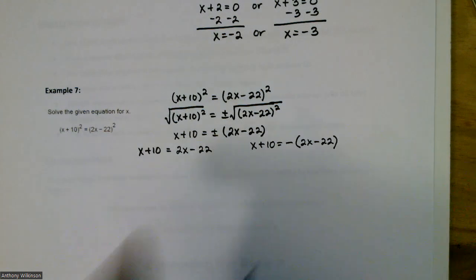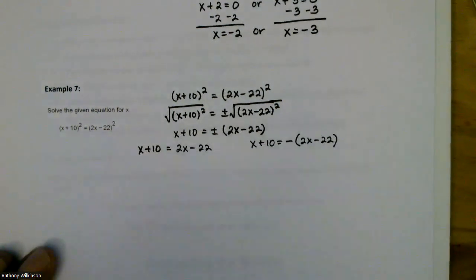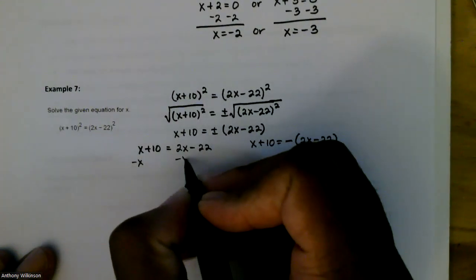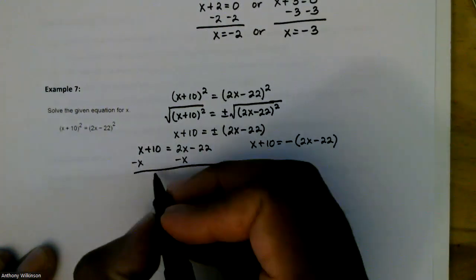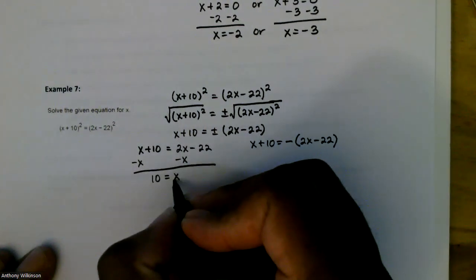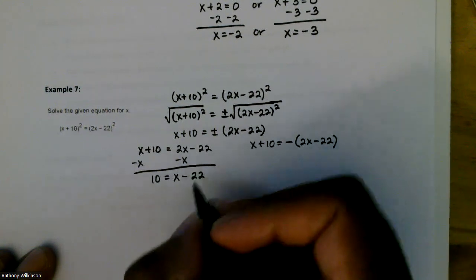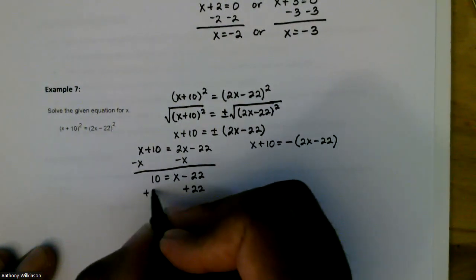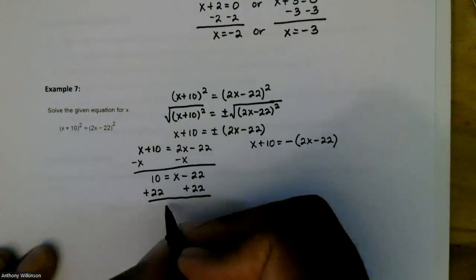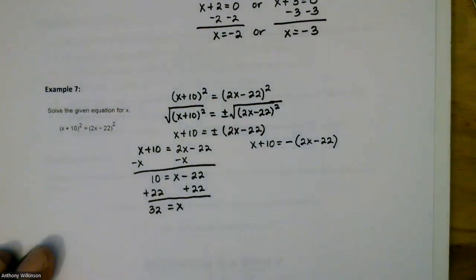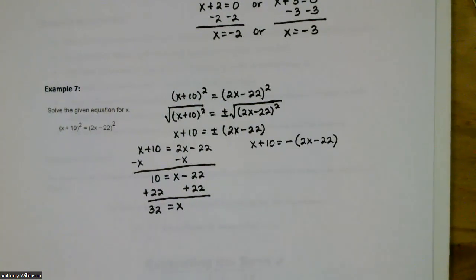All right, now let's simplify this first equation here. Let's get the x over to where the 2x is by subtracting x on both sides. So that means I'm going to have 10 is equal to 2x minus 1x, which would just be x, minus 22. Then to solve for x, we add 22 to both sides. That means I will have x is equal to 32. So one of my solutions is x is equal to 32.